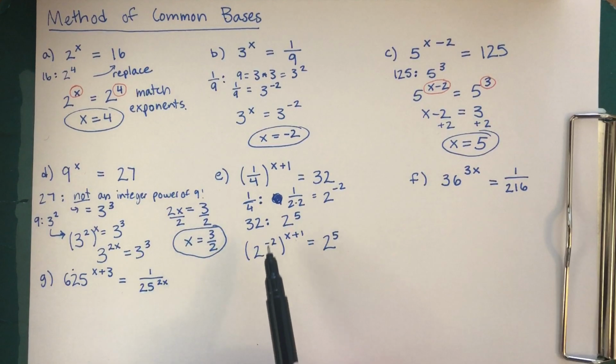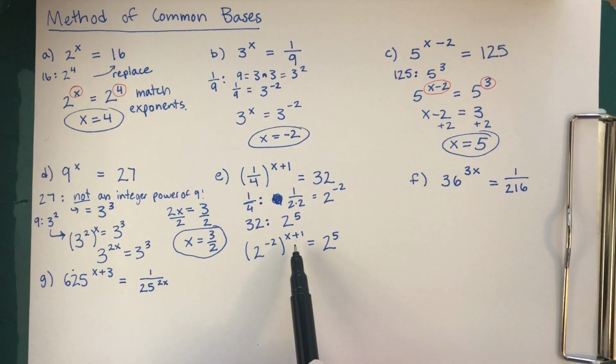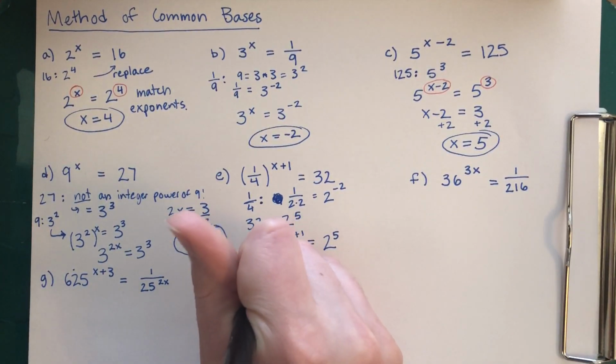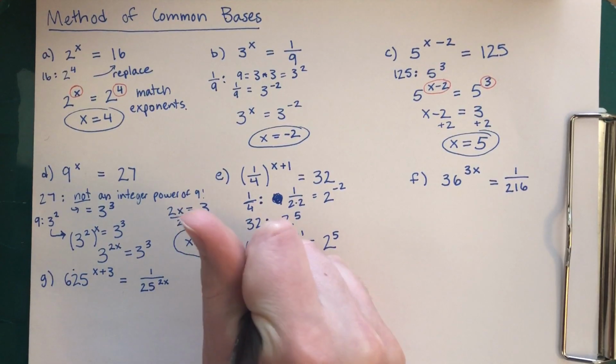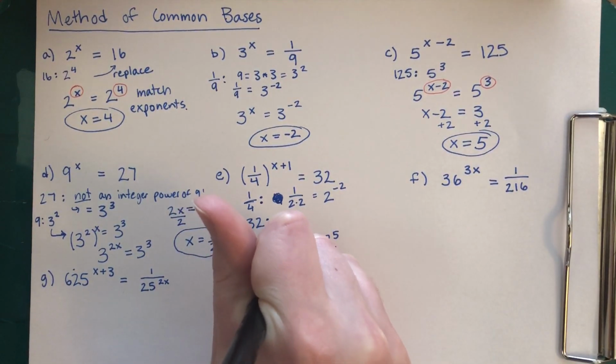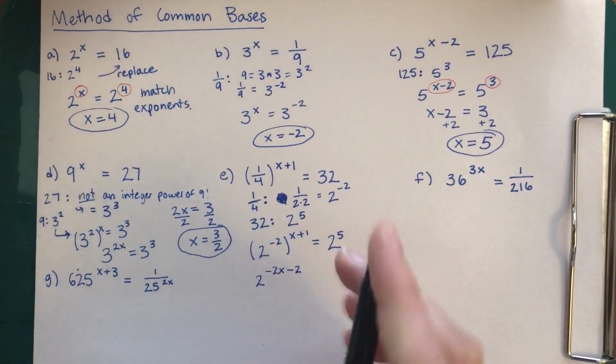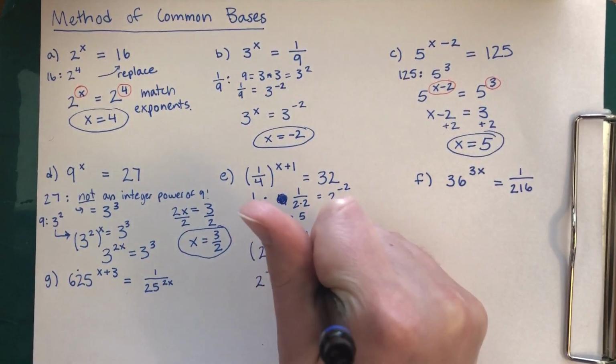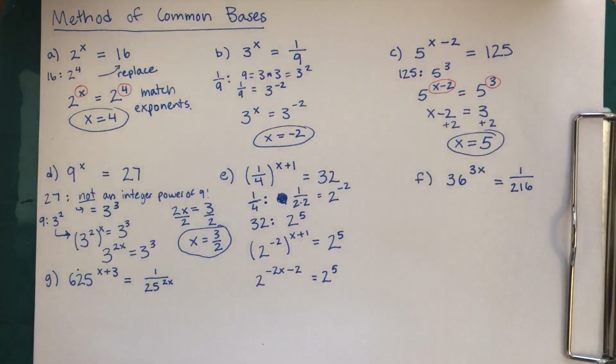Now I'm going to use the rule that whatever's on the inside and whatever's on the outside of parentheses gets multiplied together. So this would be 2 to the negative 2x minus 2. It does multiply with both of these pieces. Equals 2 to the 5th.